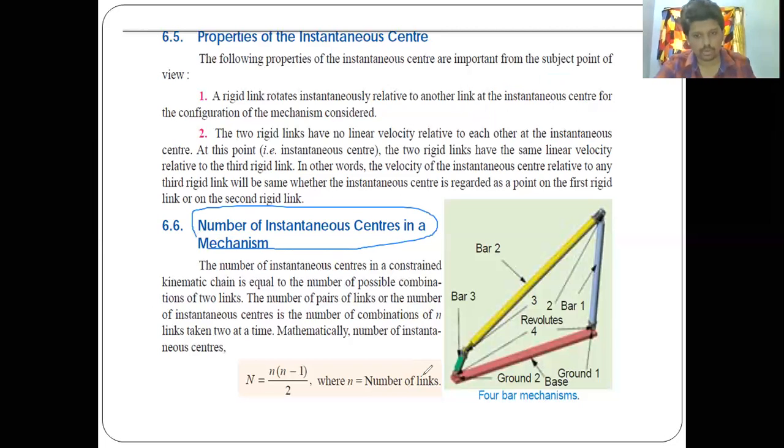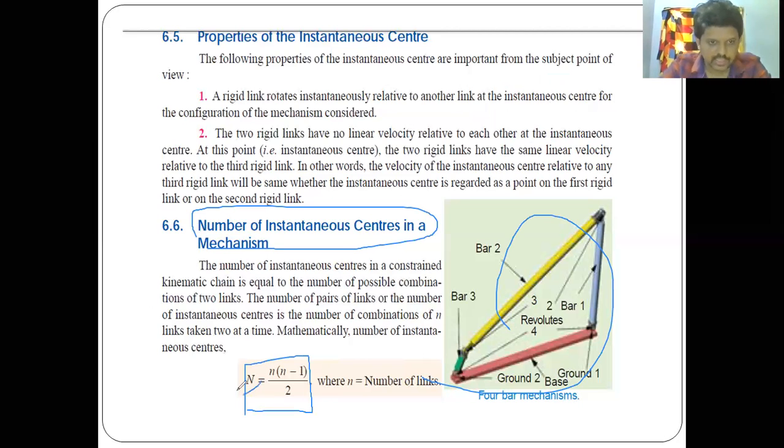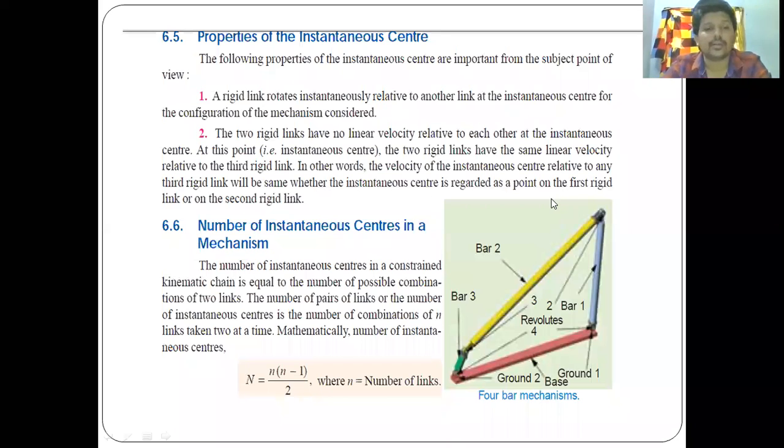If you have a 4-bar mechanism, how many instantaneous centers do we have? We have 5-bar, 6-bar mechanisms too. The formula for that is N equal to n into n minus 1 by 2, where N is the number of instantaneous centers and n is the number of links. For the 4-bar mechanism, the equation is 4 into 4 minus 1 by 2, which is 6. That means a 4-bar mechanism has 6 instantaneous centers. If it is a 5-bar mechanism, substitute 5 into 5 minus 1 by 2. If it is a 6-bar mechanism, use 6 into 6 minus 1 by 2. I think you understood the topic.